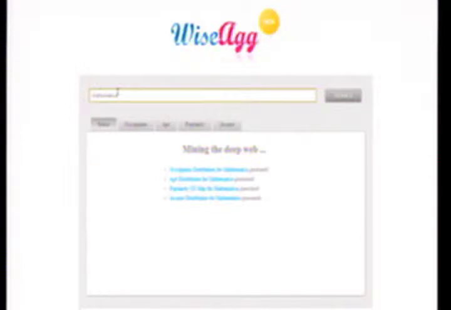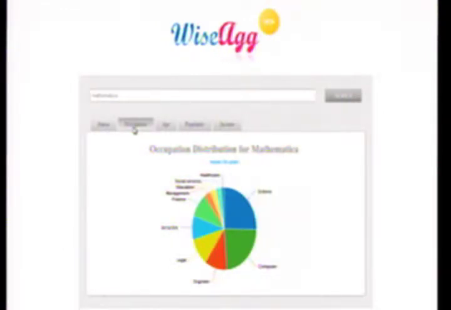What I'm searching here is Mathematica, which is a scientific computing software that I use every now and then. It's for mathematicians, computer scientists, engineers to do scientific computing applications. In this case, what we can see here is WiseAgg again searches for these web data sources, and it turned out science, computer, engineer being the top three professions interested in this term, consistent with our intuitions. Also in this case, you can see that the age distribution is a little older than iPad, saying that professionals, mathematicians, scientists are most interested in this term.